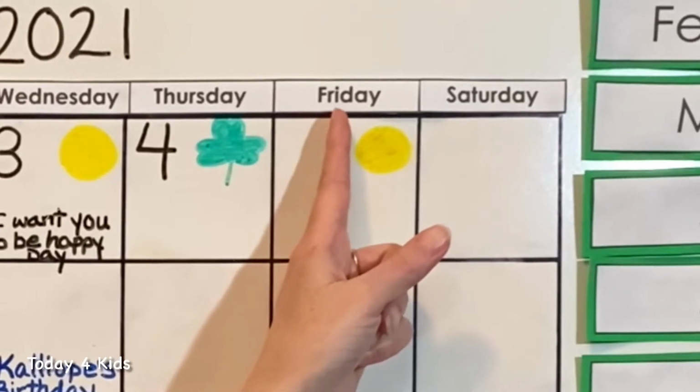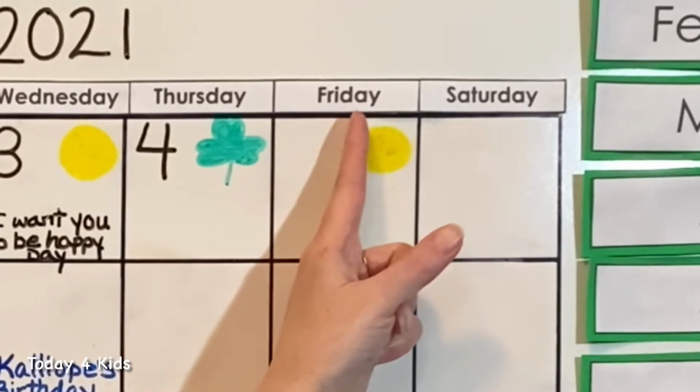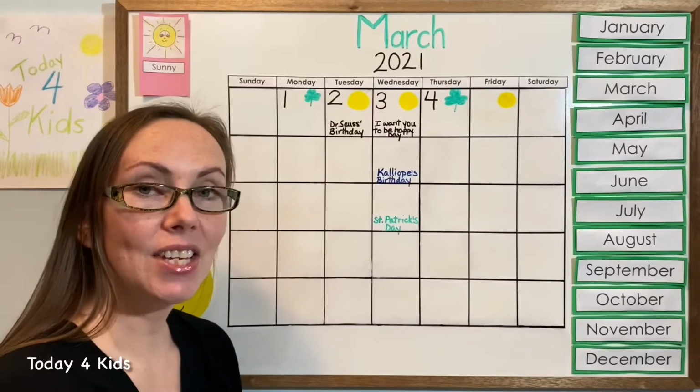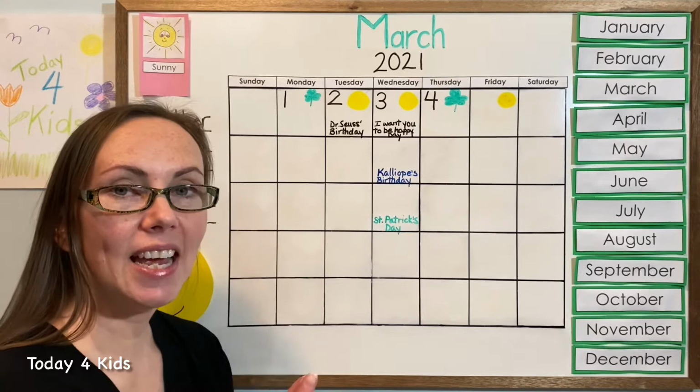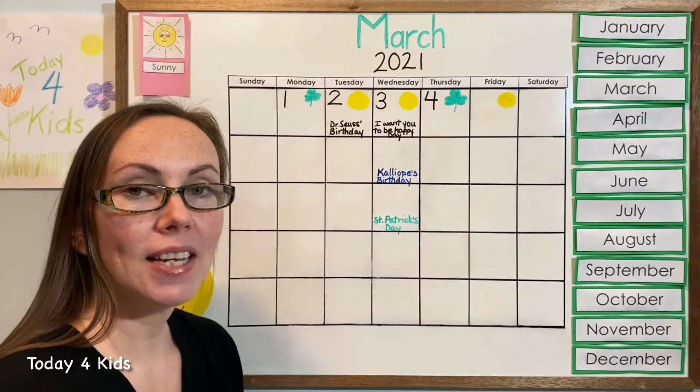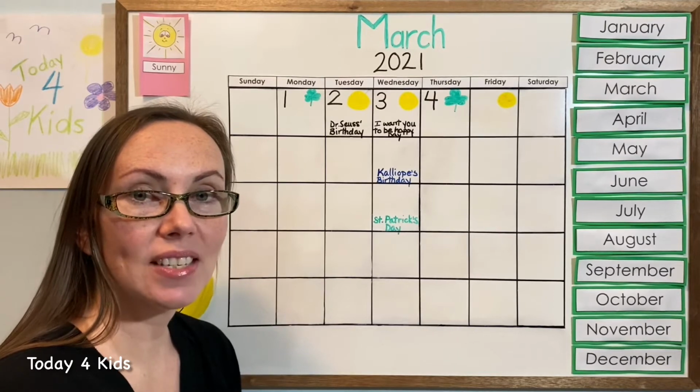F-R-I-D-A-Y. Friday. Friday. So that's 2 syllables, fry and day. Can you clap it with me? Friday. Good job. One more time. Friday. Good job. Now let's put the name of the day into our sentence in our agenda.